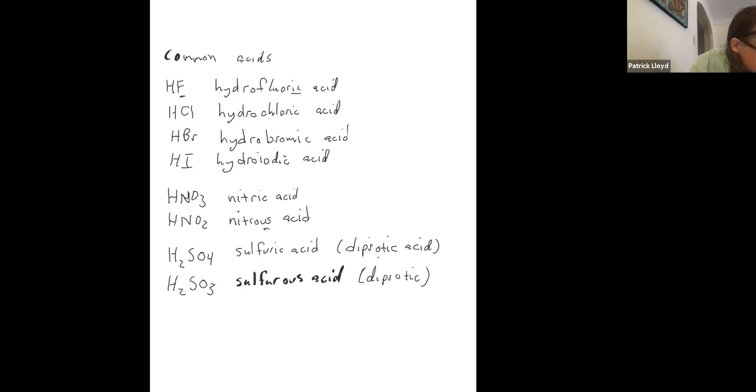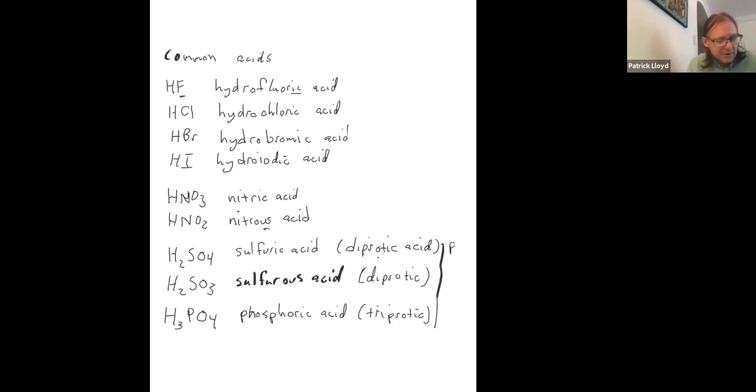Another common one involves phosphorus. For those of you that have taken biology courses, there's this acid where you have three hydrogens and a phosphorus in it, and that one's called phosphoric acid. It's got three hydrogens, so we can refer to it as triprotic. And all of these together we call polyprotic, because they can have two or three, more than one. Those are called polyprotic acids.